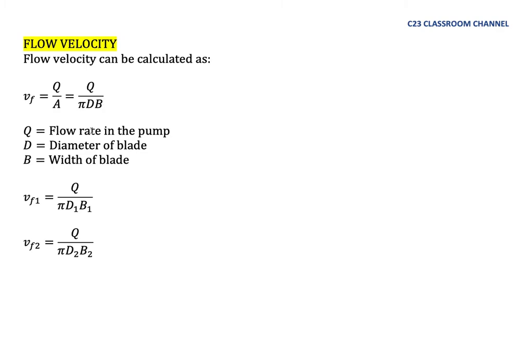And because we have diameter and blade width here, please make sure that when you calculate the velocity of flow at inlet, Vf1, you use diameter 1 and width 1. The equation becomes Q over pi d1 b1. And if you calculate flow velocity at outlet, the equation becomes Q over pi d2 b2.